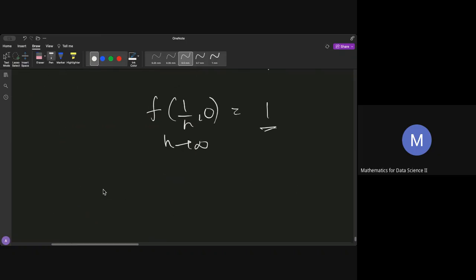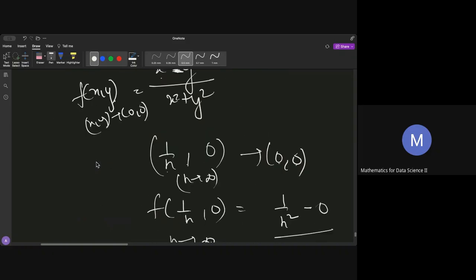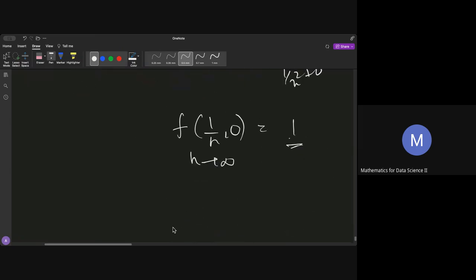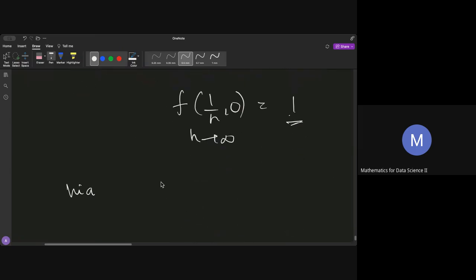Now let's take another sequence. Let's call this sequence 1. So this is the limit of the function via this sequence, right? This is a sequence that goes to (0, 0). Via this sequence, your function's limit is 1. Then via some other sequence, let's take (0, 1 by n). This is also a sequence that goes to (0, 0).